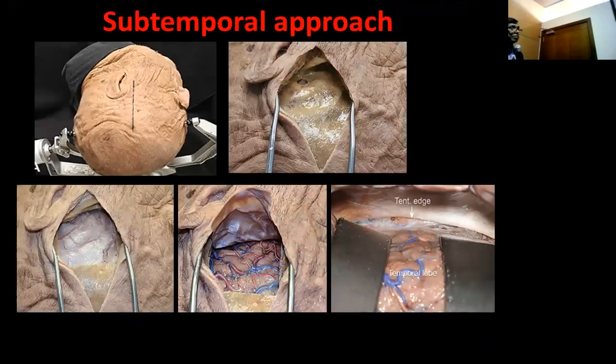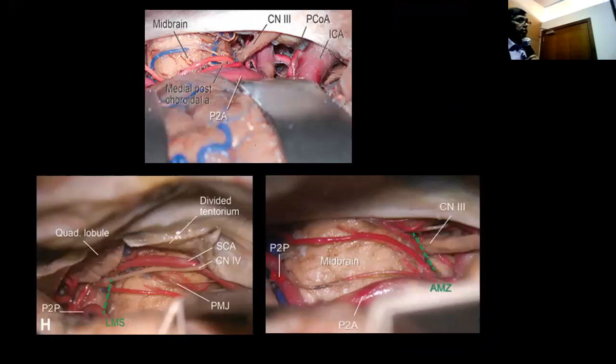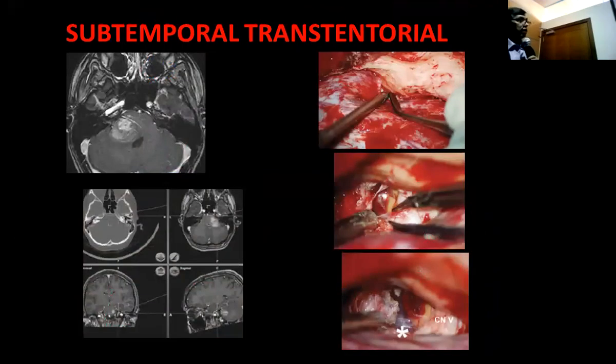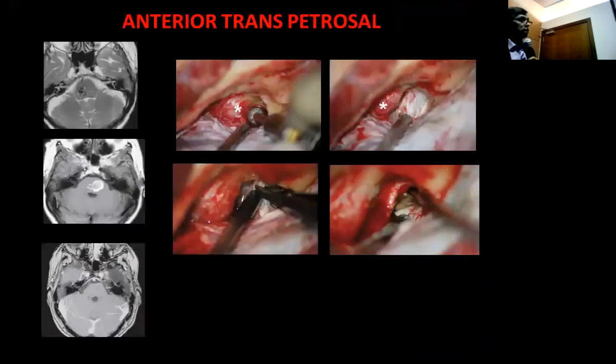Subtemporal approach, left side. Open the dura, retract the temporal lobe, and you come to the brainstem, the upper brainstem. You may cut the tent and then you go to the pons. So you can reach places to do that. And this is one case of a subtemporal transtentorial lesion. And this is the transpetrosal Kawase approach for a pontine lesion like this one.